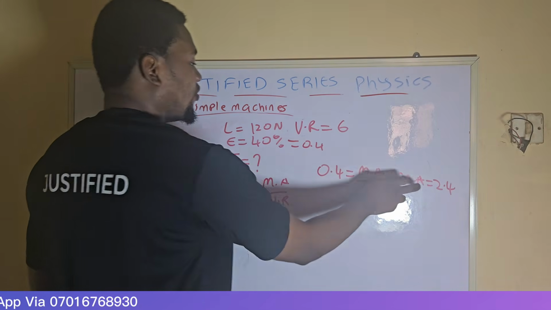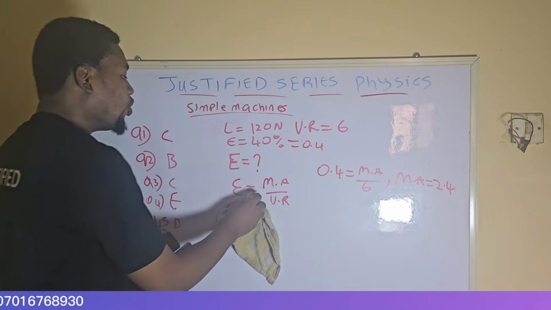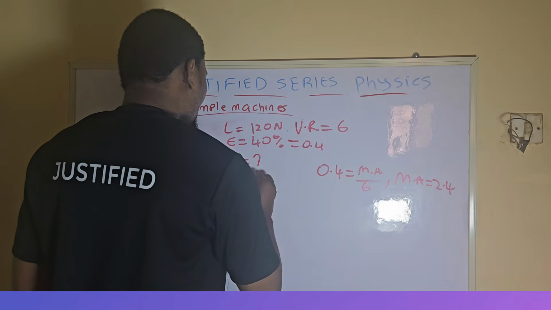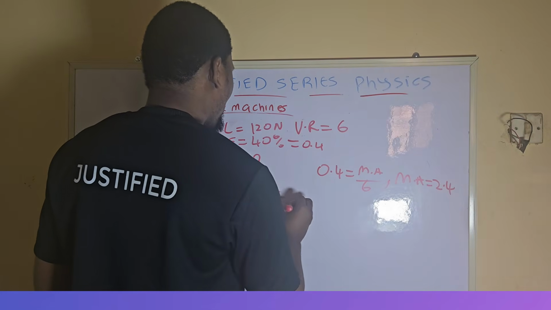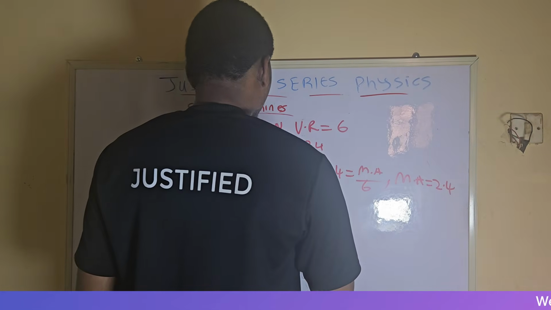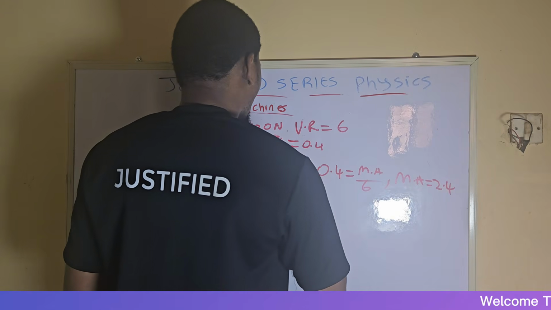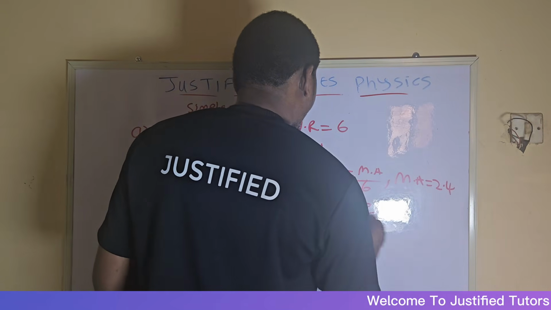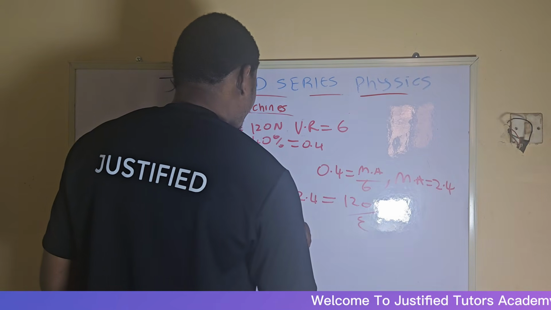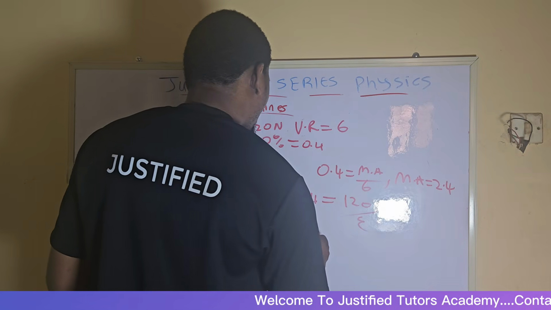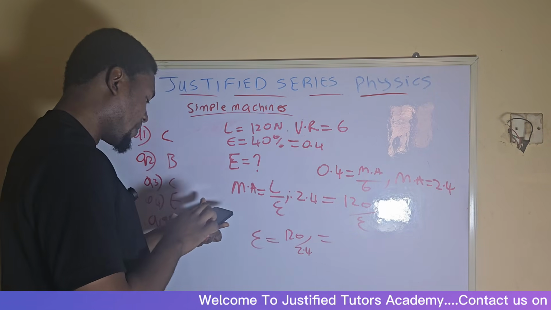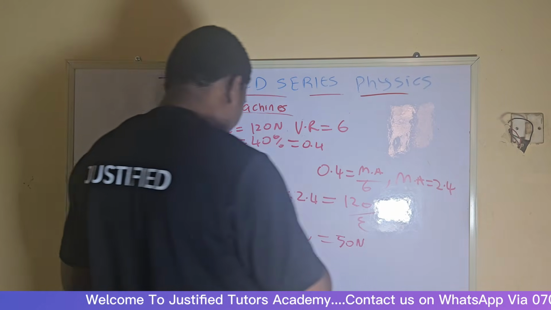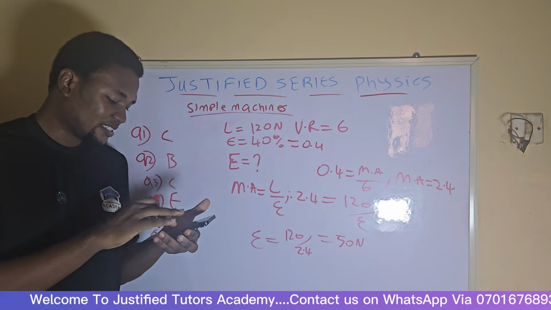So now we have to make use of the MA formula, which is load over effort. So MA is equal to load over effort, whereby our MA is 2.4, which is equal to our load, 120, over the effort. So effort now equals 120 over 2.4. And 120 divided by 2.4 is 50 Newton. And that is the correct answer.